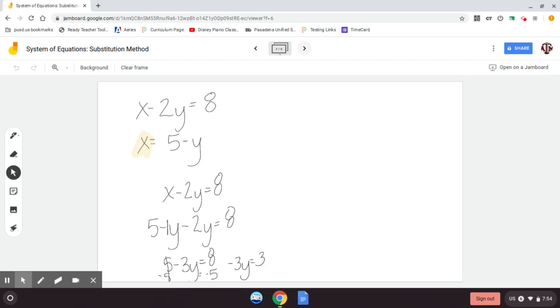Now, negative 3 and y are being multiplied. I want to get rid of the negative 3, so I'm going to divide by a negative 3. Negative 3 over negative 3 is 1. And 3 over negative 3 is negative 1. And we know 1y is the same as just y.